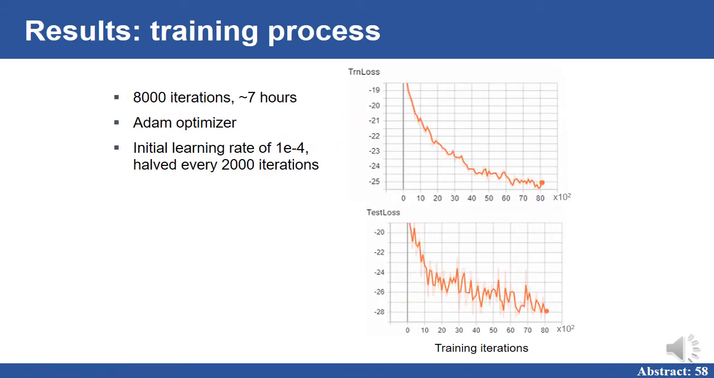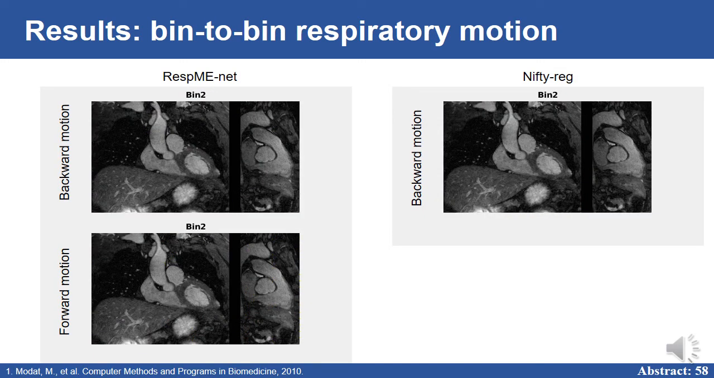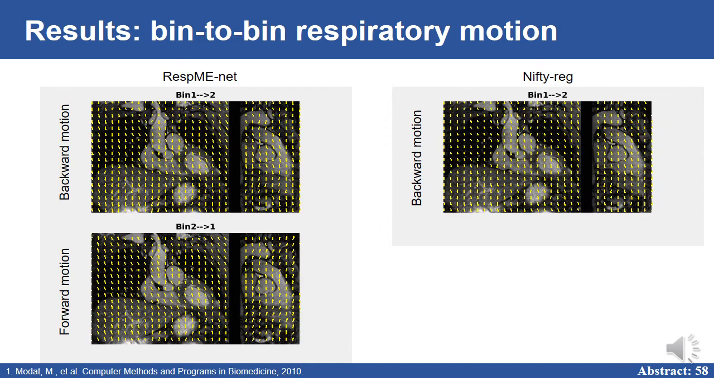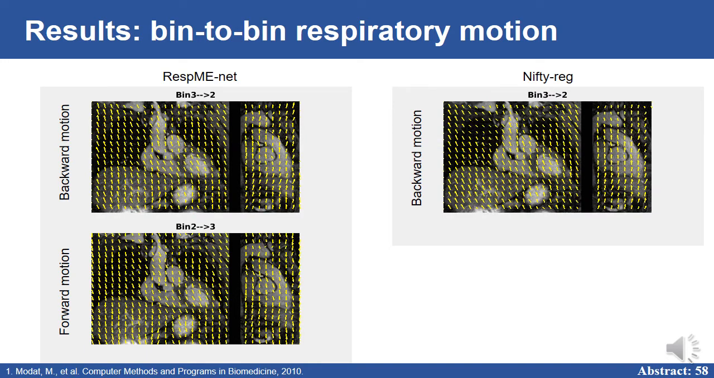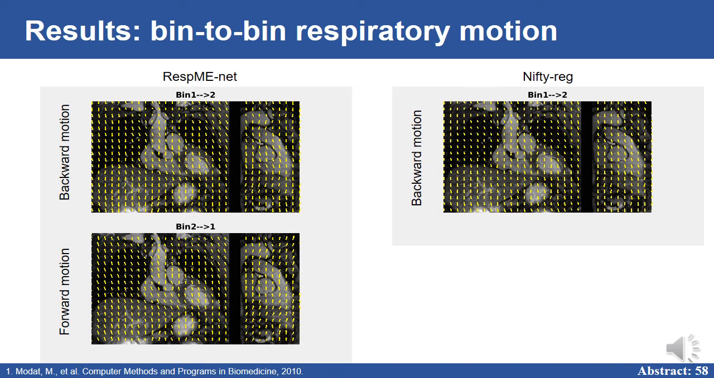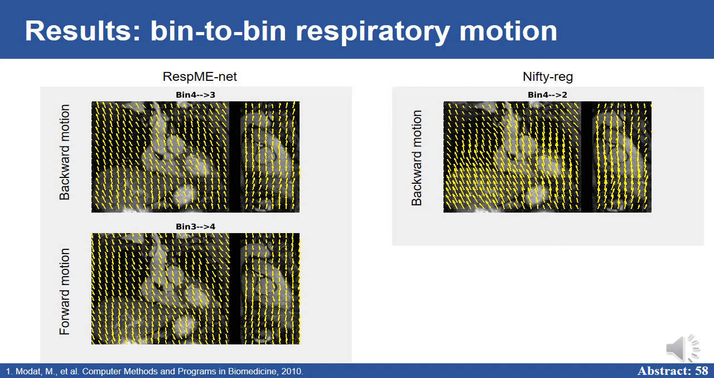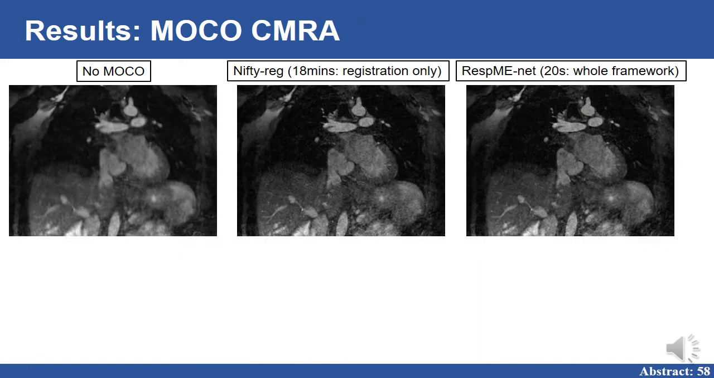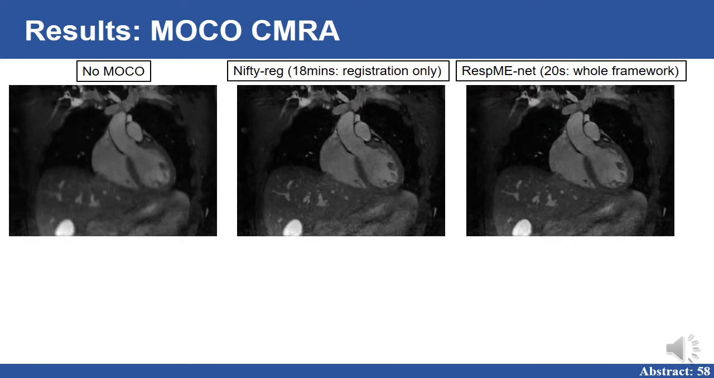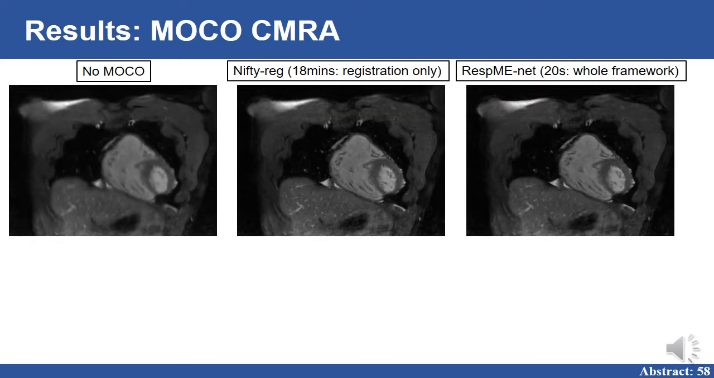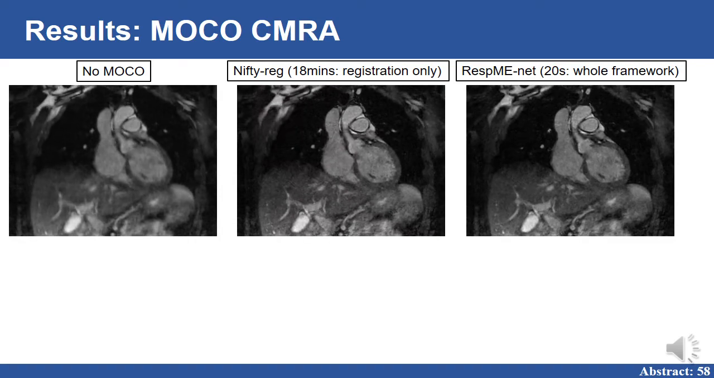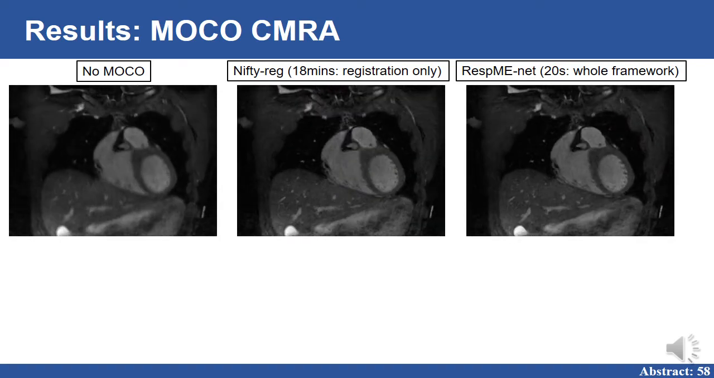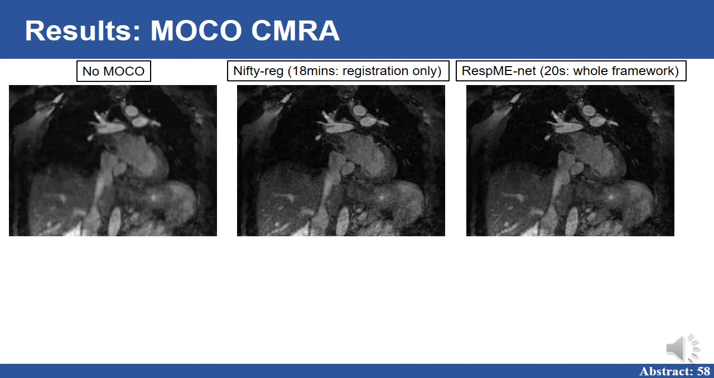We trained the network with 8,000 iterations, and the recorded training loss and test loss show the convergence of the network. Here shows example beam-to-beam respiratory motion. With the network, we can get both the backward and forward motion. With NiftyReg, we only measured the backward motion. Here shows the motion-compensated CMRA images for a test subject, with the motion estimated by the network and NiftyReg, in comparison with the one without inter-beam motion correction.